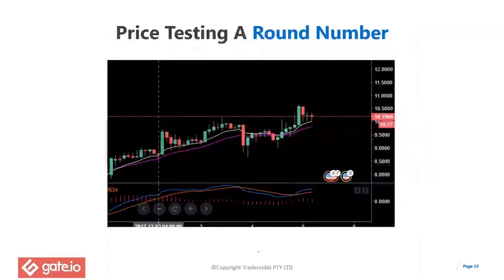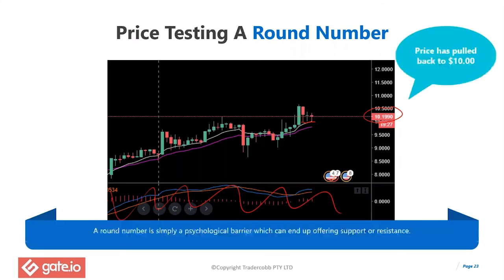Price testing a round number, and of course you can see here the number is $10.19, but the low of these candles, look, that's bang on $10. $10, that's a round number. Now don't pay any attention to this, because that's not what's relevant. The relevance is the round number. Okay, it's just a psychological level. Again, less is more. Keep it simple.